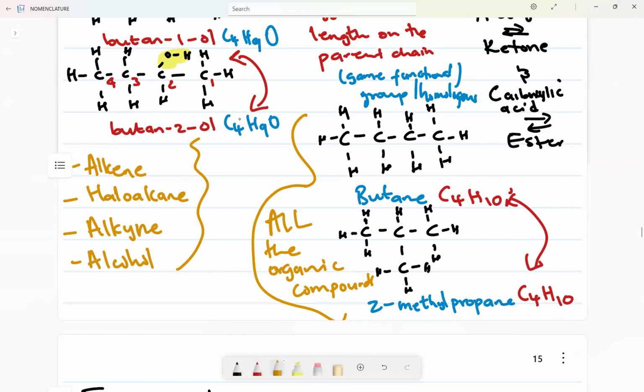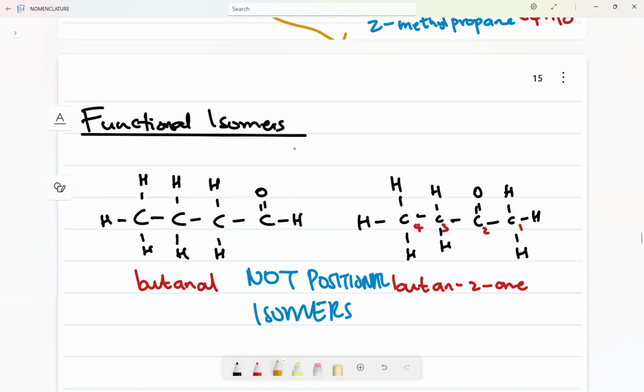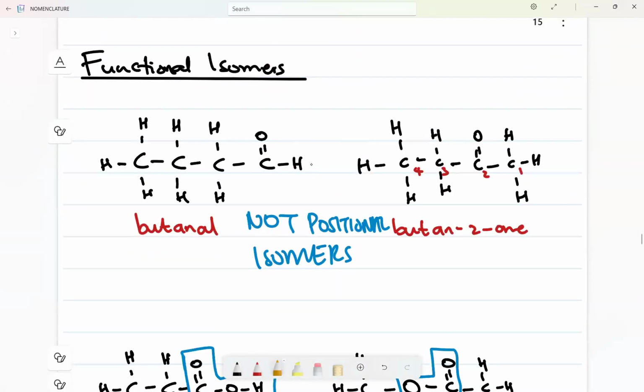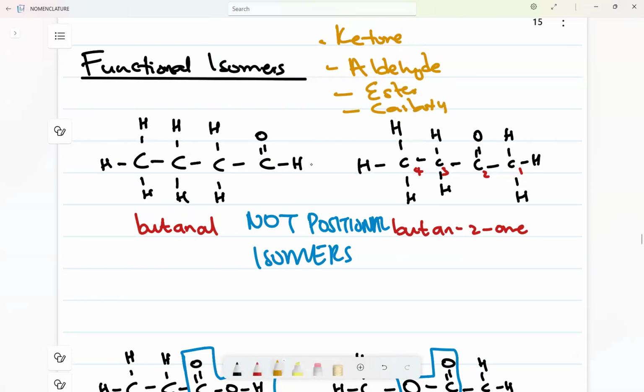Why? Because it's just me changing the position, or taking one of the carbons in the longest chain and making it a branch. So it applies to all. Here it only applies to what? It applies to ketone, aldehyde, ester, and carboxylic acid. Good. Just like that.